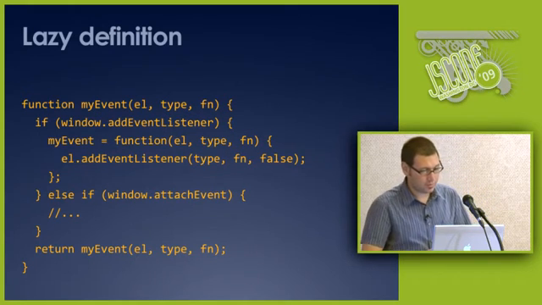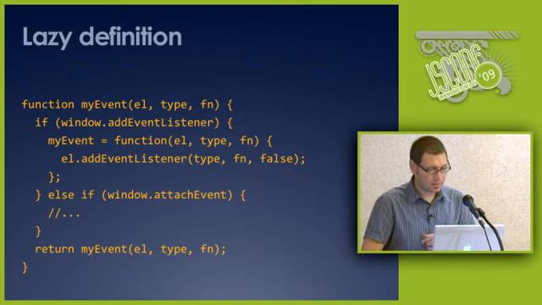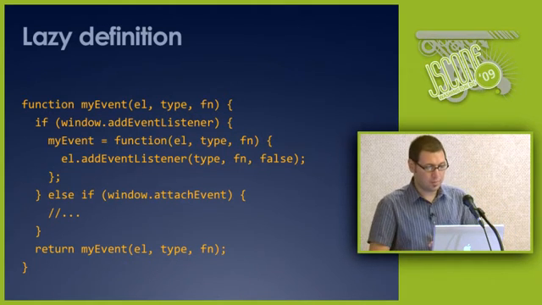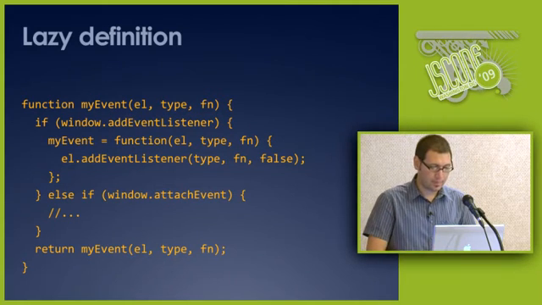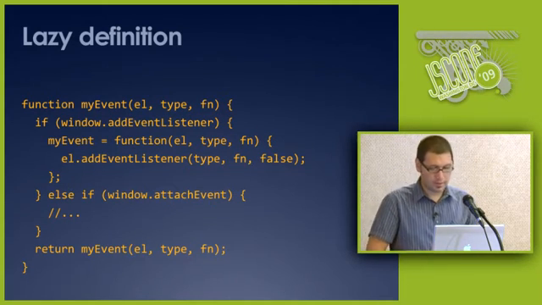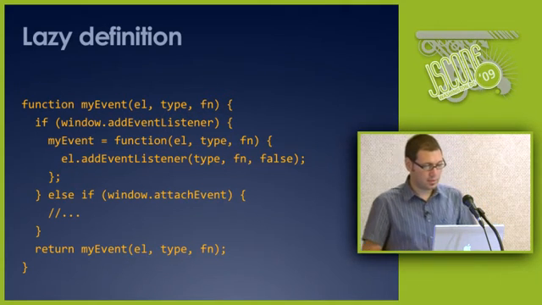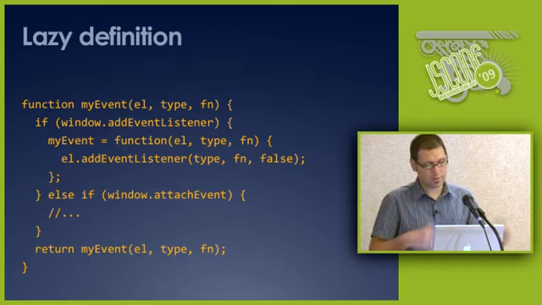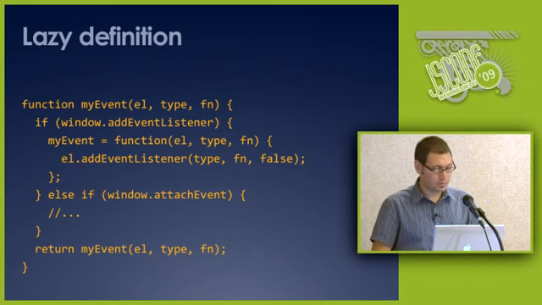Inside of your my event function, the first time you call it, it will override itself depending on what's supported, right? And then execute. So if you don't use it, this check is never performed. But if you use it, the first time you use it, there's one check, and then from then on, there are no ifs.